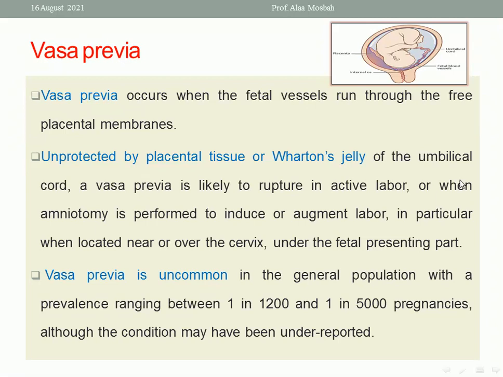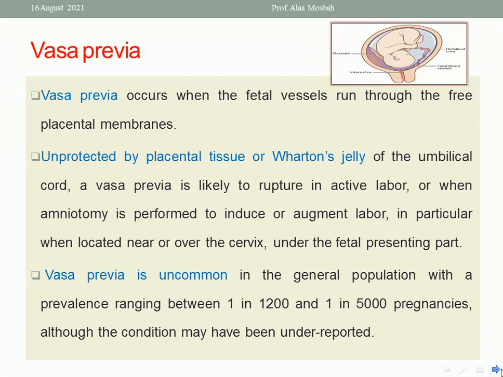Unprotected by placental tissue or Wharton's jelly of the umbilical cord, Vasa Previa is likely to rupture in active labor or when amniotomy is performed to induce or augment labor, in particular when located near or over the surface under the fetal presenting part, as in this picture.